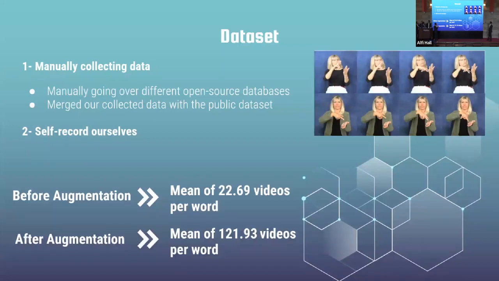The first approach was to manually collect our data. We were able to do this by manually going over different websites and publicly available databases, and integrating them into the publicly available dataset of the WLASL. The second approach that we went for was to self-record ourselves using an HD video camera.